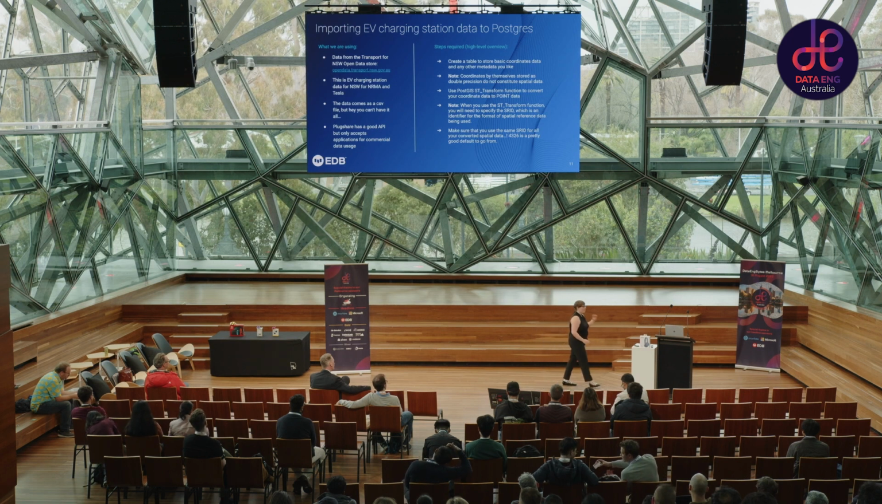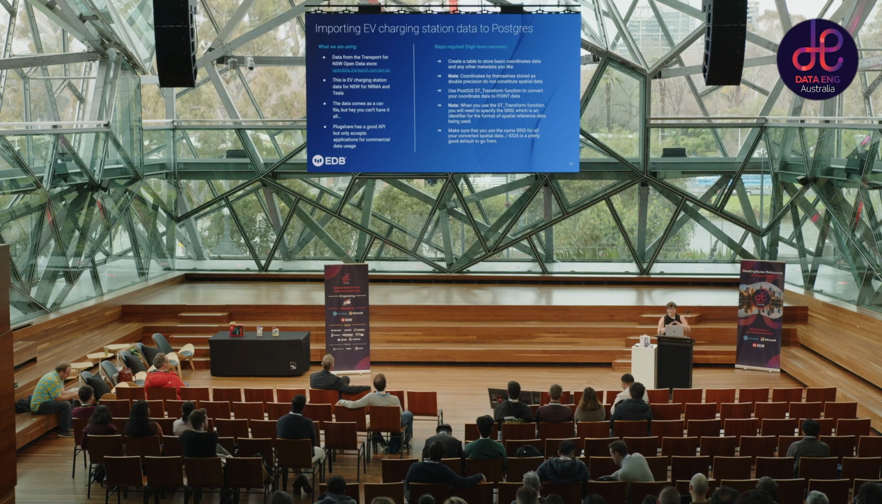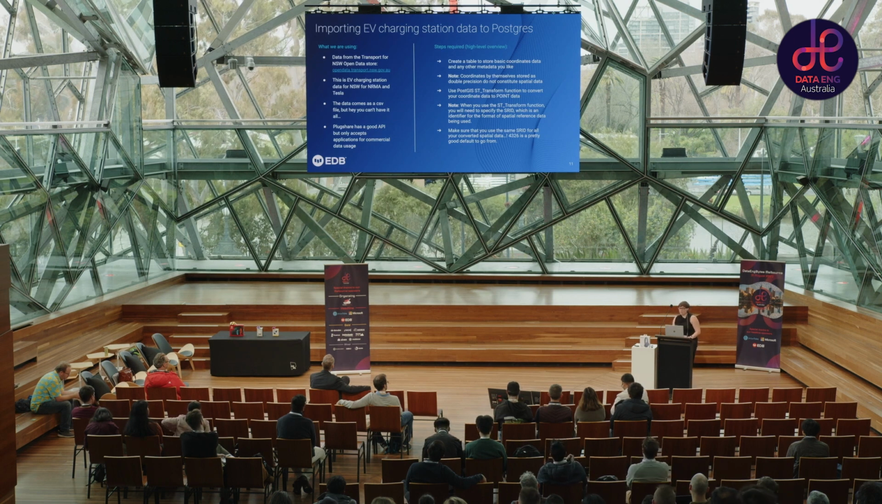So firstly, find your spatial reference system. There's a lot of them out there. 4326, which is WGS84, is the kind of default, the most popular one because it covers the whole Earth. The main thing to bear in mind is that you use the same spatial reference system for all of your data.